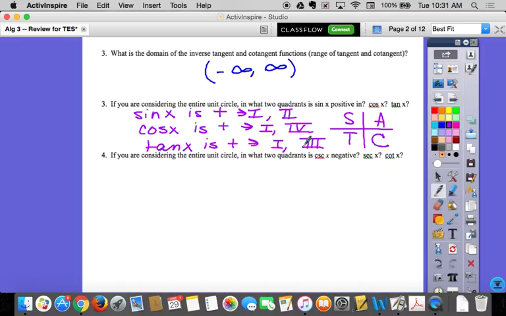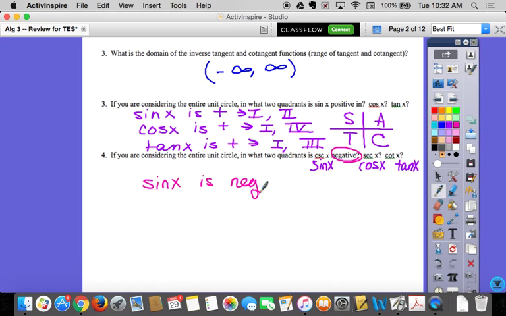Now, I got a little sneaky on you on the last question because I asked you about cosecant, secant, and cotangent. Well, I don't think in the reciprocal, so go ahead and turn them back over. The reciprocal of cosecant is sine. The reciprocal of secant is cosine. And the reciprocal of cotangent is tangent. Okay, so I'm asking you, where are they negative? Well, guys, if you got the first question right for number 3, this question is basically the other two quadrants.